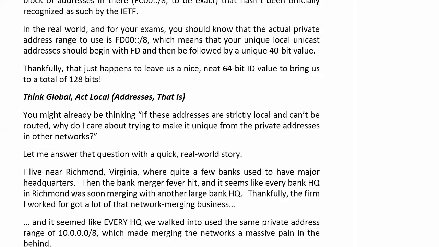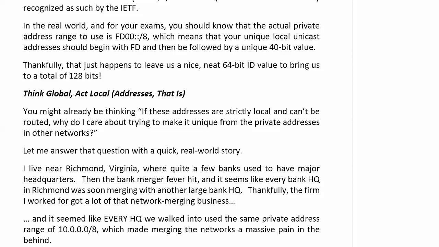But, man, did it seem like every HQ we walked into and every network used the same private address range, 10.0.0.0/8. And this is the sound of my head hitting the desk just even thinking about it. Okay, it's my fist. We'll go with head. Oh, man, it just made merging the networks a massive pain in the behind. And you can imagine, you walk into 2 giant networks, and they're using the same address ranges. And you're trying to merge them. I mean, it was just a nightmare.